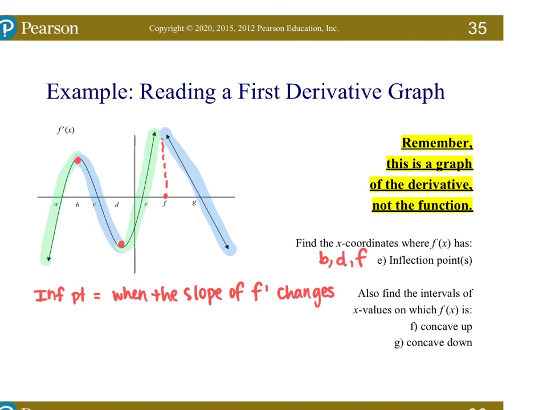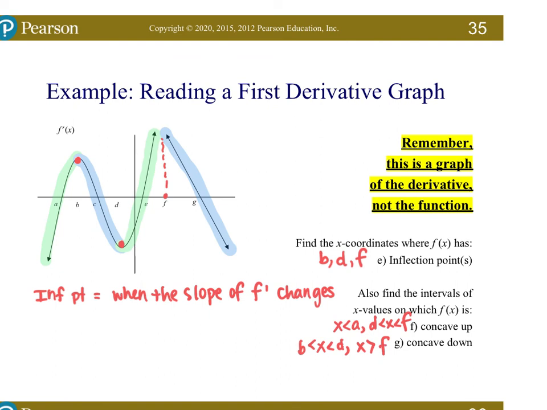And now it's pretty easy for us to tell, because I've color coded it, the values where the function would be concave up. So any section that had positive slope would be concave up. So concave up would be x less than A, and from D to F. And concave down would be B to D, and then anything greater than F.